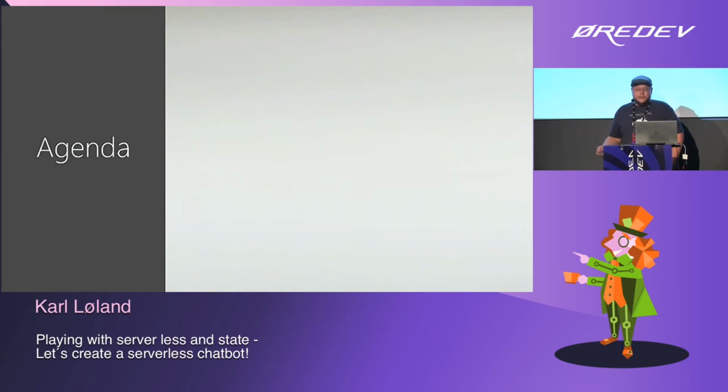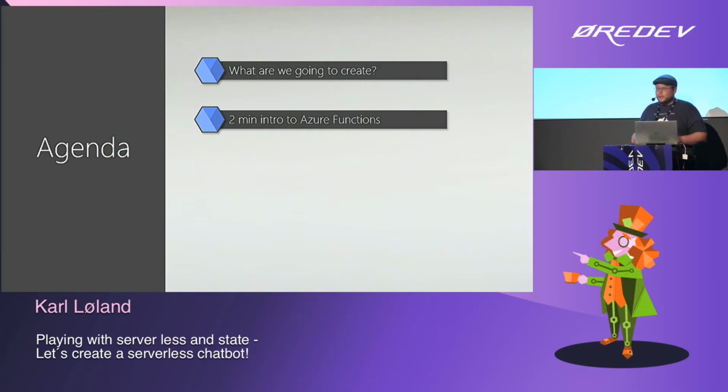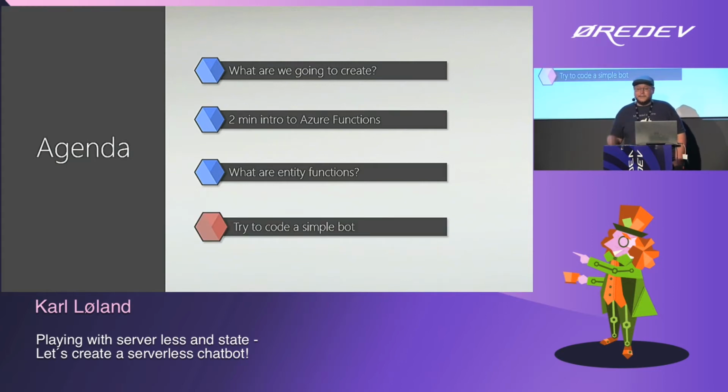So what is our agenda for this session? Well, we'll first have a look at what we're going to create. Then we'll do a 2-minute quick intro to Azure Functions, for those who don't know anything about it, but I hopefully assume people know it, because that's a little prerequisite. Then we'll have a bit of a look into what entity functions are, and then we're going to close this PowerPoint presentation and start with the coding. The coding will be a bit of speed coding, puzzling snippets, and hopefully not too many errors, but there will be some, I expect.